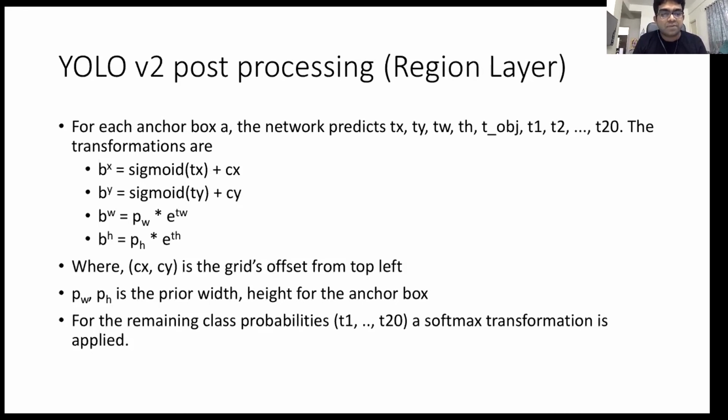So that's a very interesting take, because most of the earlier approaches like Faster RCNN or SSD, they just came up with some manual priors, which obviously were inefficient, which are not data driven. So YOLO had this very good idea that from the training data, they generated the priors for the anchor boxes. And for the remaining class probabilities, which are from t1 to t20, they simply did a softmax transformation to get your probabilities.